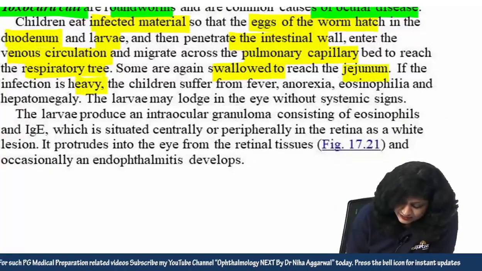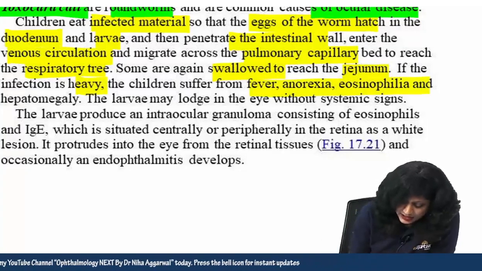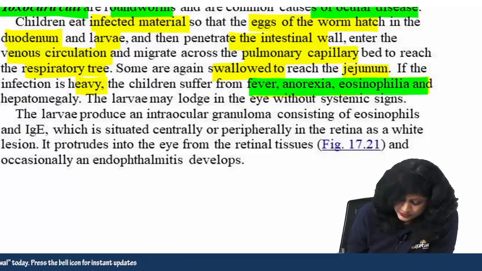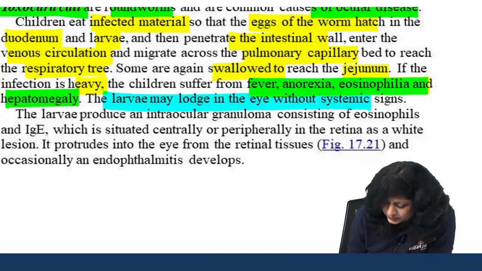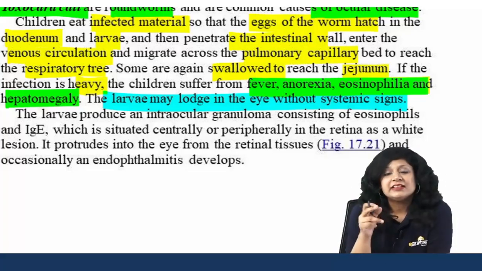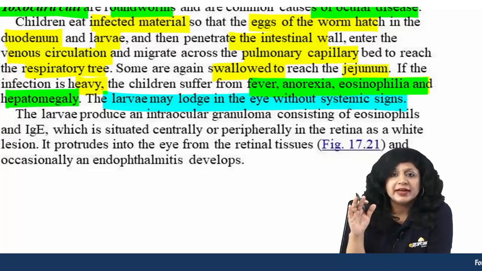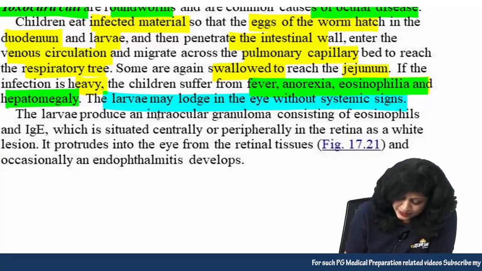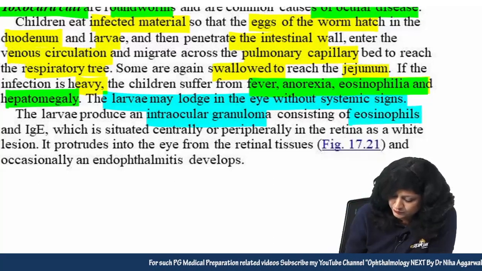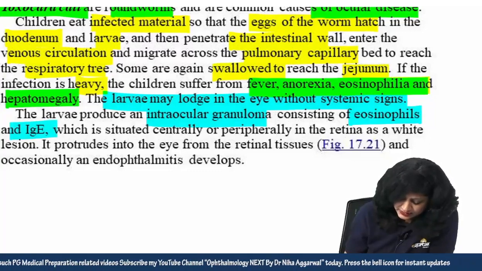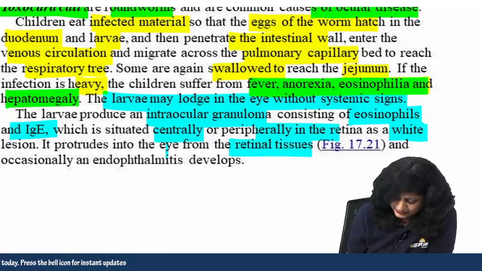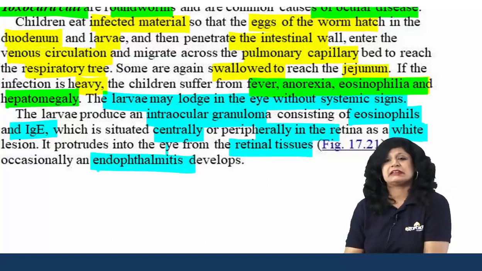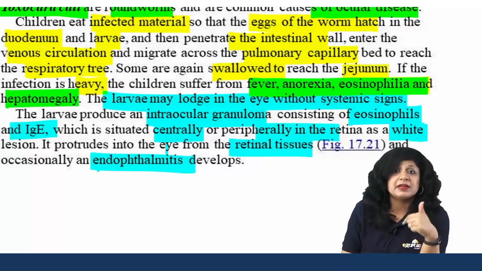Now if the infection is heavy, children will have fever, anorexia, eosinophilia and hepatomegaly, and then they are also lodging in the eye without systemic signs. Meanwhile, the larvae will go into the eye and they will not show any systemic signs. The larvae will produce intraocular granulomas, which will have eosinophils and IgE, situated centrally or peripherally in the retina as white lesions, and even endophthalmitis can occur. So again a very typical example where these larvae are lodging in the eye.